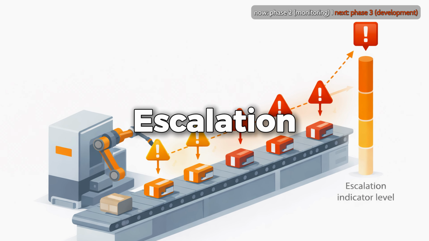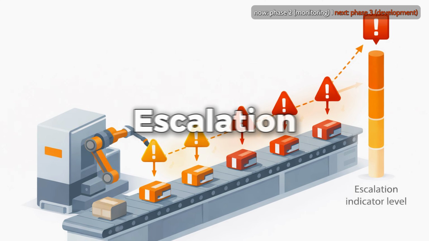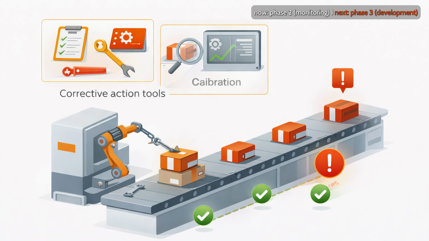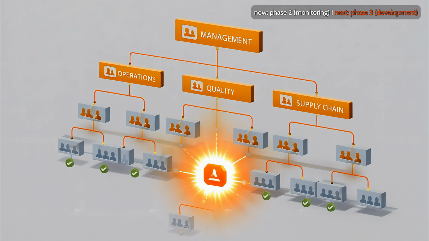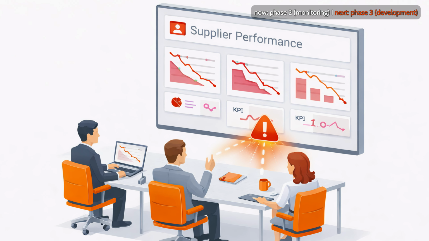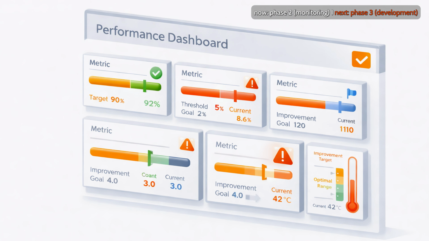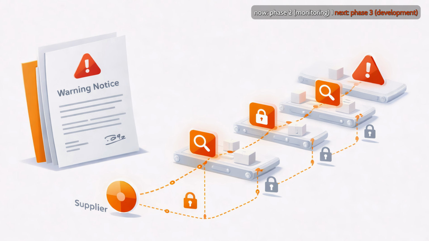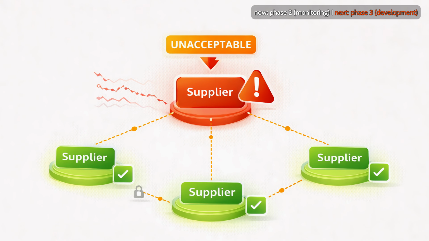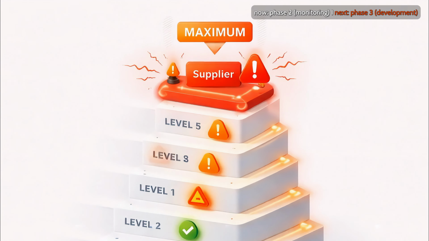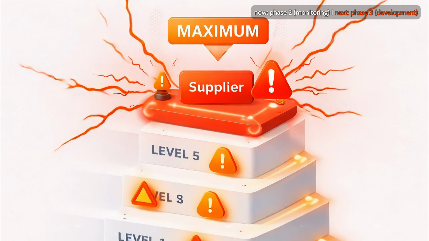If issues continue, escalation is required. This happens when supplier performance does not improve despite corrective actions. Escalation brings higher visibility and stronger actions. You involve management, increase monitoring, and set clear expectations for improvement. This may include escalation meetings, formal warnings, or stricter controls, because ongoing poor performance is not acceptable. If a supplier does not improve, the situation must be escalated.